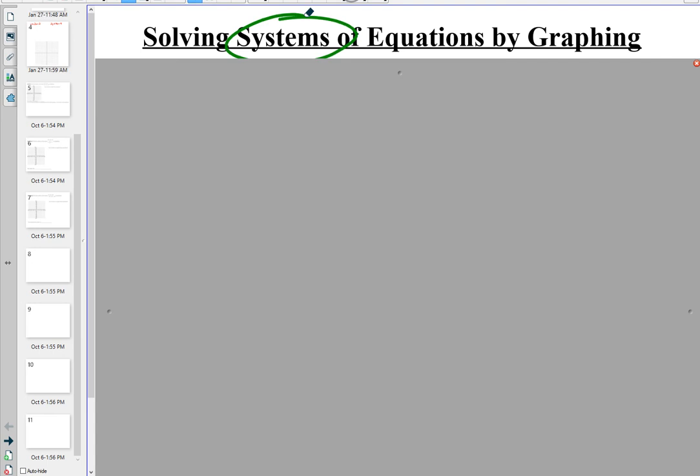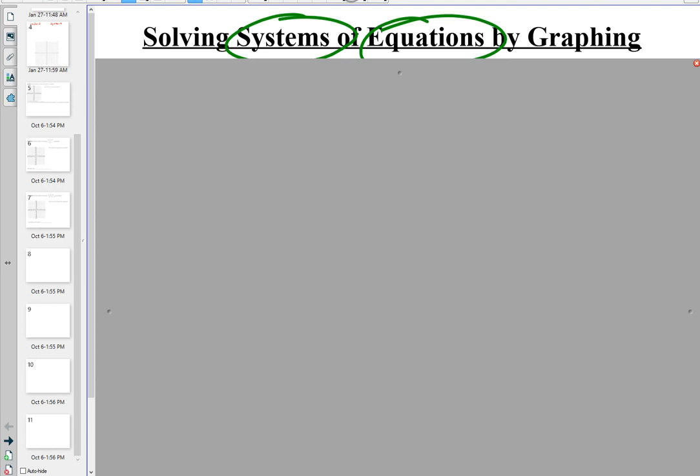As far as system goes, think of system as just being more than one. So more than one what? More than one equation. So the types of equations we're going to be working with are functions, more specifically linear functions. So what are we going to have? We're going to have more than one line.